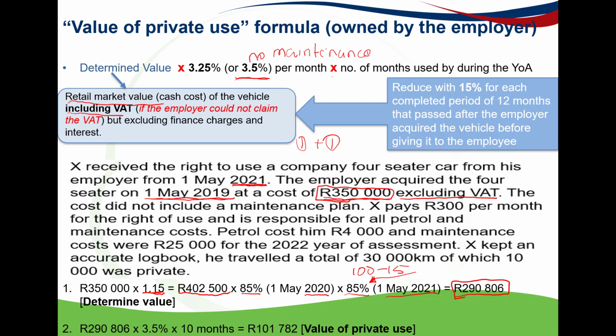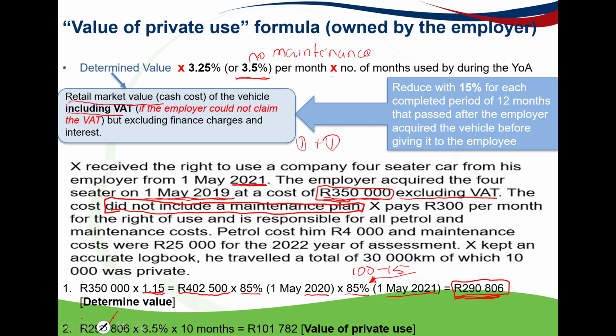Now, if we look at the value of private use, since we have determined the determined value, it will be this amount of 290, which we determined over here, right, times 3.5. Why 3.5? Remember, we said that the vehicle does not include a maintenance plan, right? That is why we do not multiply by the 3.25, but rather the 3.5.